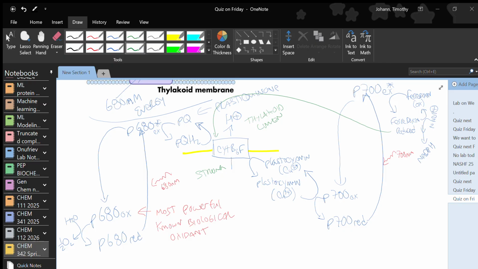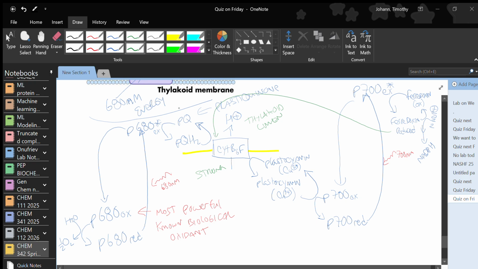Okay. I'll put it in and I'll label it in the next week. And then, for your notes, this is photosystem 1 over here. This is photosystem 2 over here. Okay, you guys have a good hour. I'll see you soon.